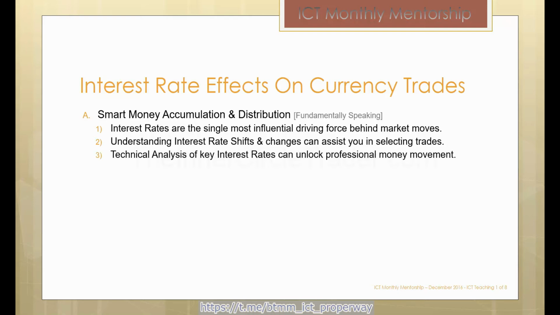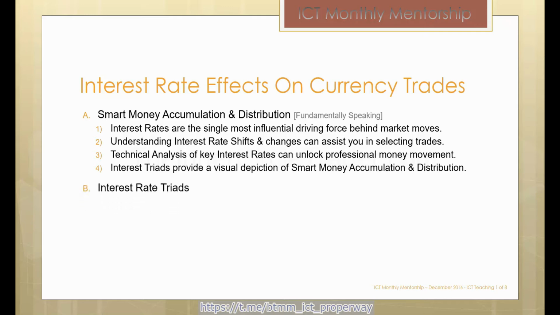Technical analysis of key interest rates can unlock professional money movement. Interest rate triads provide a visual depiction of smart money accumulation and distribution. All right, so what are interest rate triads?